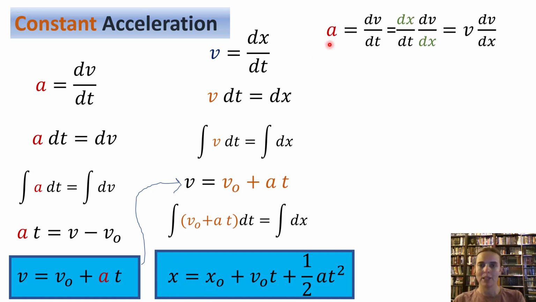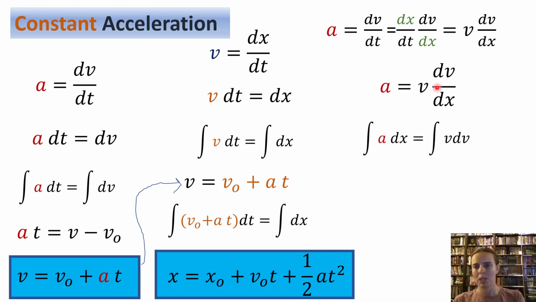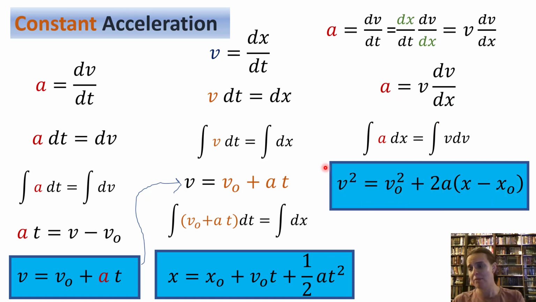Last but not least, let's use this other relationship where acceleration is a function of position instead of time. So acceleration is v dv dx. In this case, I'm just going to bring that dx over here, a dx equals v dv. And this is where, if you don't have any interest in what's happening with time, you're just interested in the relationship between velocity, acceleration, and position, then this is what you go with.